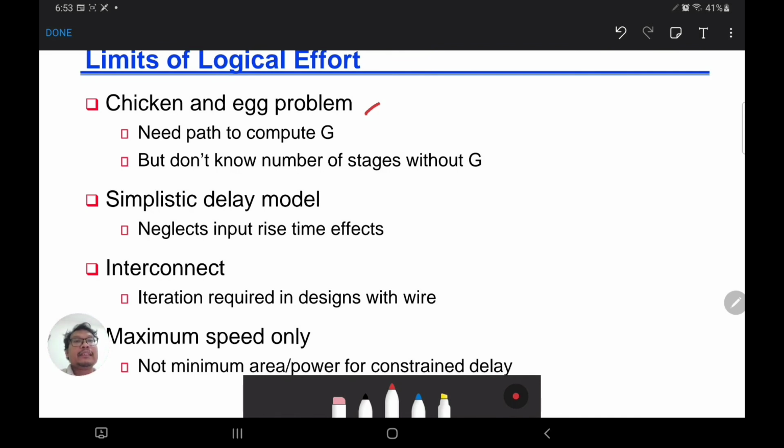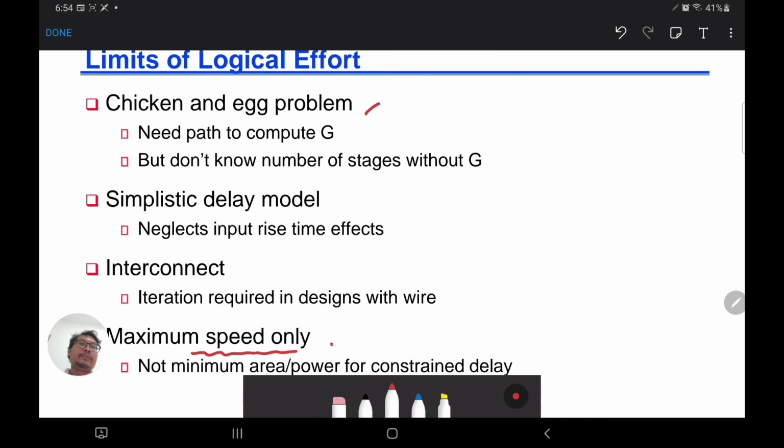It's quite simplistic. It neglects the input rise time effects. It's a quite simplistic delay model. The interconnect, the iteration required in designs with wire, maximize speed only, so not minimum area, power, or constraint on delay. So here's the issue: the logical effort is trying to optimize the speed, and if speed is our main criterion, our main objective, then okay, we might be able to achieve it.